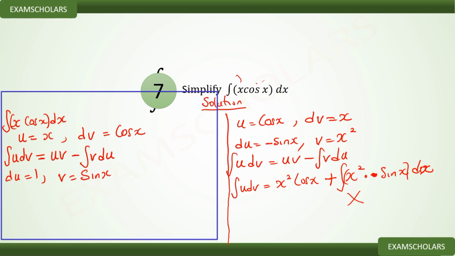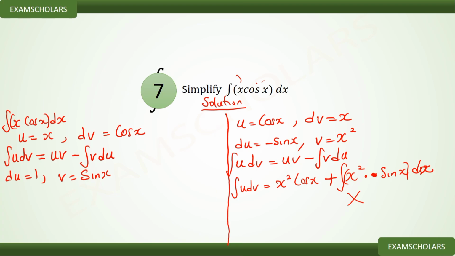Okay, let's now solve our question. Du here is 1, v here is sine x. Let's substitute them inside this. So the integral of x cos x dx, which is u dv, will give us uv. What is uv? X multiplied by sine x. So we have x sine x minus integral of v du. What is v? Sine x. What is du? 1. Can you see it? 1 times sine x. So you now have sine x dx.